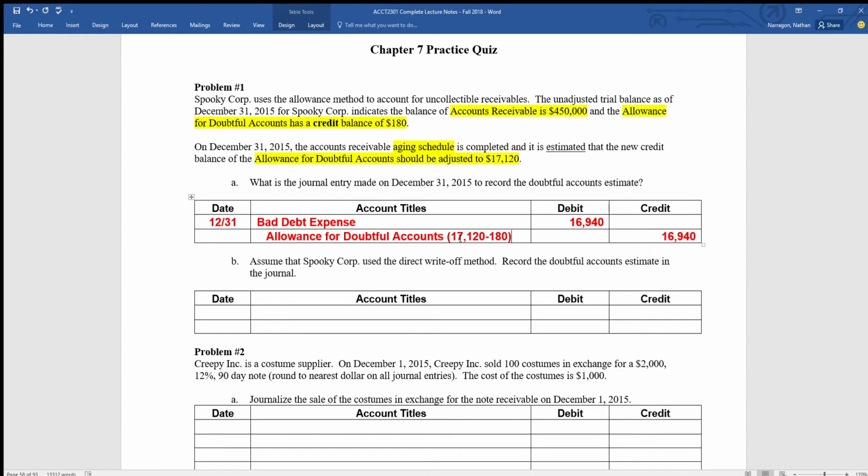Now, assume that Spooky Corp decides to use the direct write-off method instead. Record the doubtful allowance estimate in the journal. We just figured out that direct write-off does not have an estimate. So if you have something like this that tells you to record it, well, there's going to be no entry because it doesn't have one of those accounts under the direct write-off method. Only under allowance method. Okay, so watch out for that.